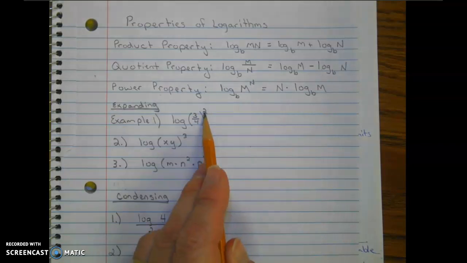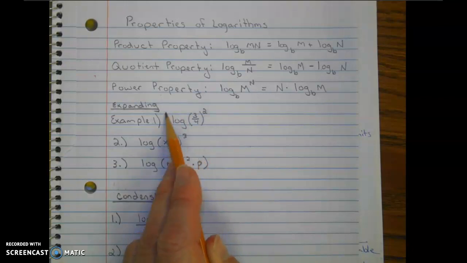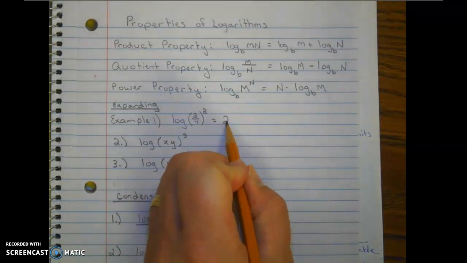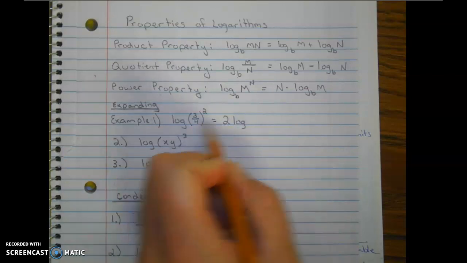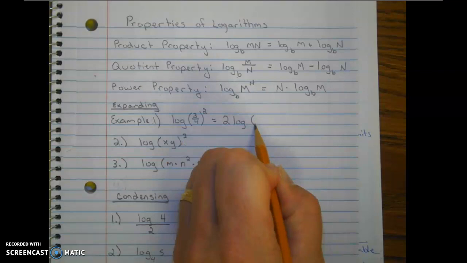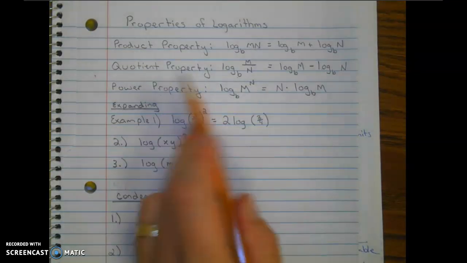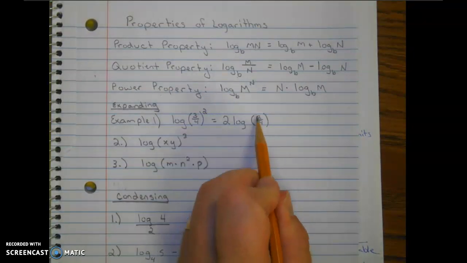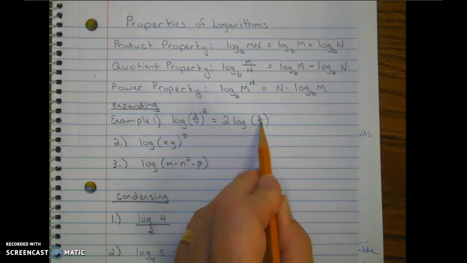So first thing we're going to do is bring that exponent down front, just like we brought the n down front. So we're going to have 2 log of 3/4. Next, we're going to use the quotient property. And remember, we're multiplying the 2 times this whole quantity here. So we have to apply the 2 to both of these.